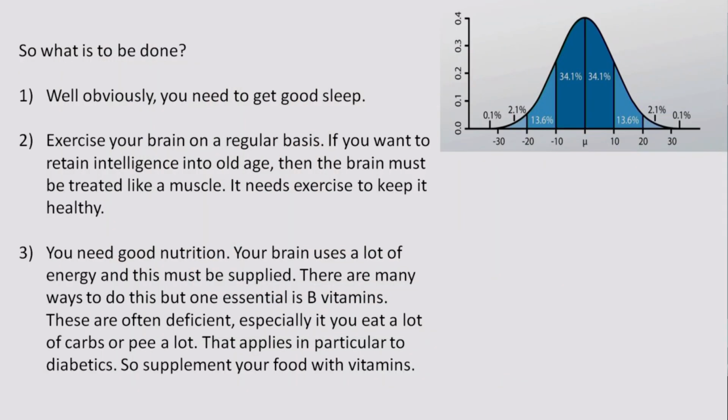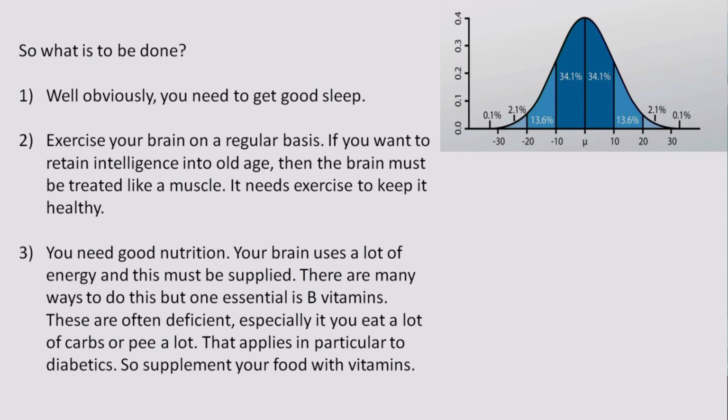Well, obviously, you need to get good sleep and exercise your brain on a regular basis. If you want to retain intelligence into old age, then the brain must be treated like a muscle. It needs exercise to keep it healthy. And the other thing is, you need good nutrition. Your brain uses a lot of energy, and this must be supplied.